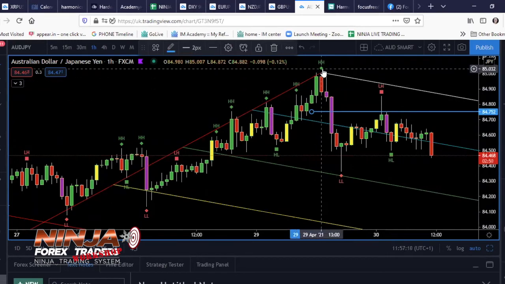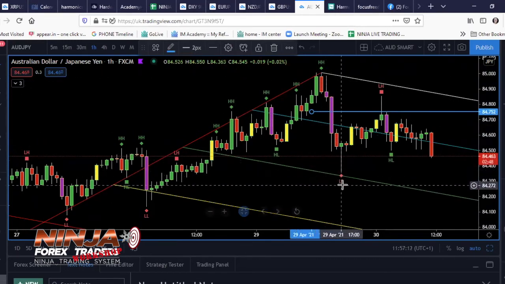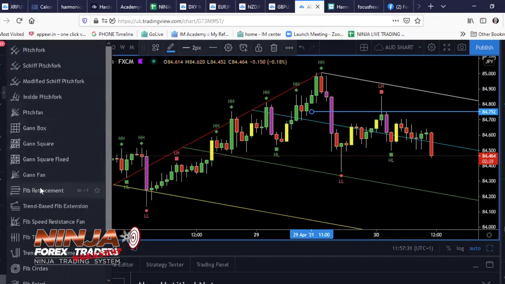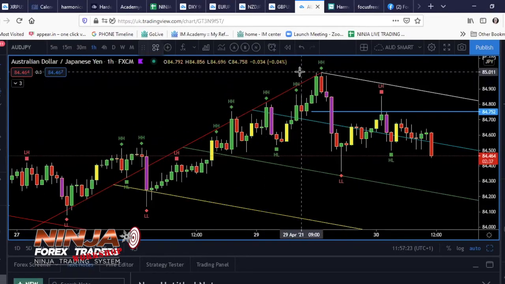So now what we're doing is we're looking for a lower low, and lo and behold, we got a lower low there. So that's what I need. I want the higher high to the lower low. So are you guys latching on? If you're watching this, are you catching on to what we're talking about here?